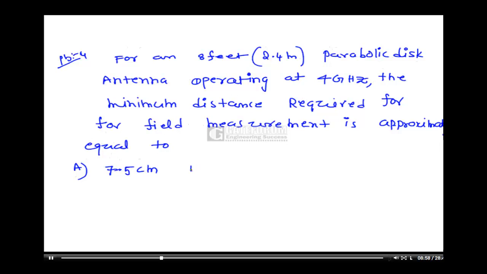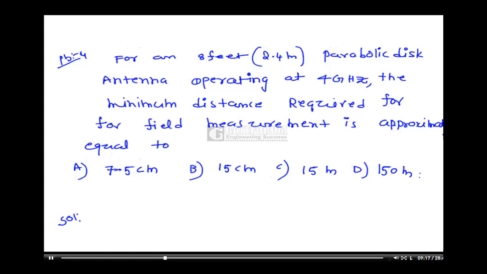Option A, 7.5 centimeters; option B, 15 centimeters; option C, 15 meters; option D, 150 meters. So this is another kind of problem.